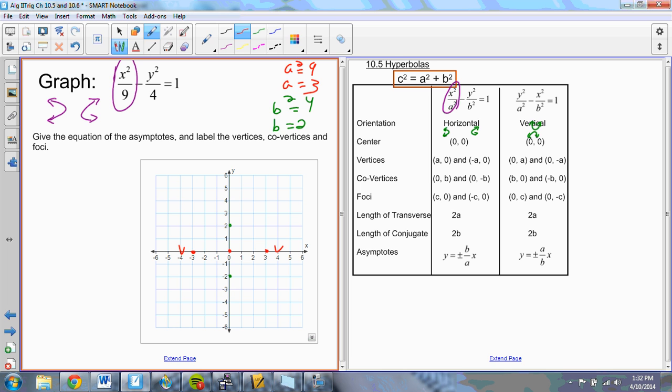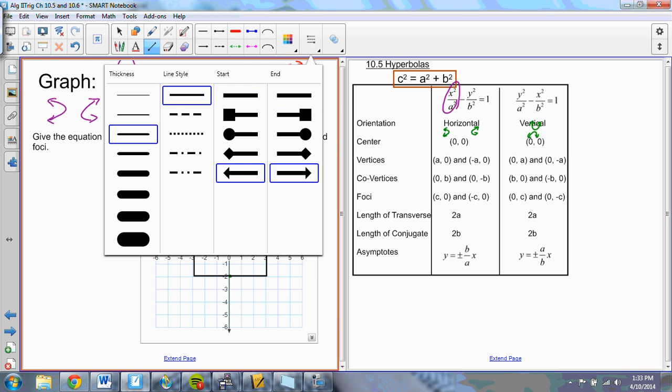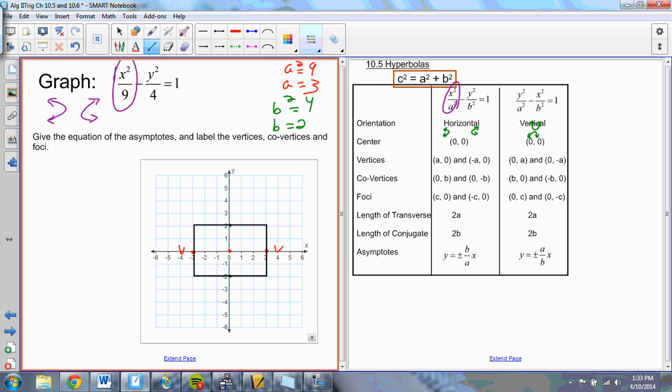With the hyperbola, I'm going to draw a box that covers all four of these outside points. I'm going to draw this box right here, like that. And I'm going to connect the corners of those boxes. So I'm going to make asymptotes by connecting the opposite corners of those boxes, like this. There's one of my asymptotes.